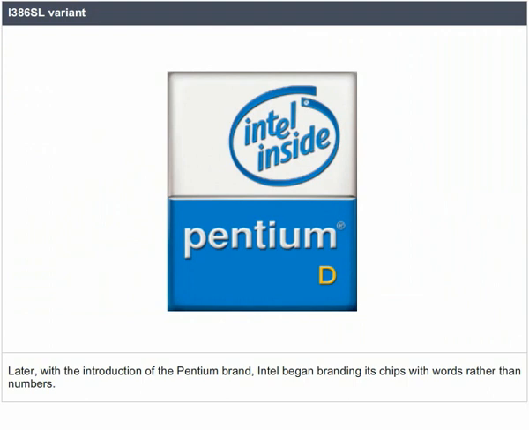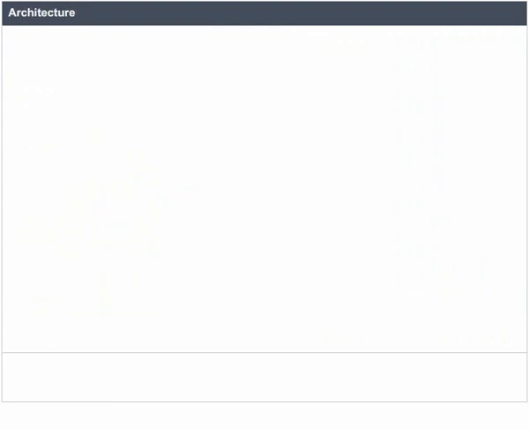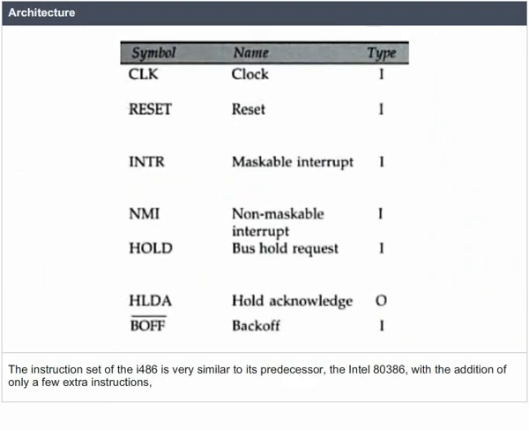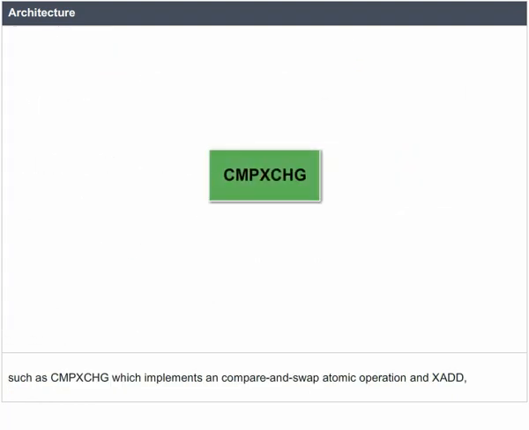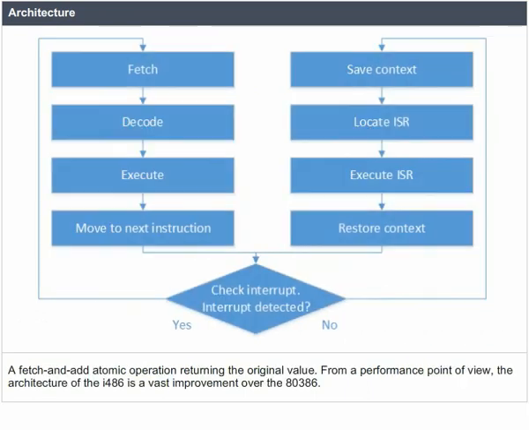Architecture. The instruction set of the i486 is very similar to its predecessor, the Intel 80386, with the addition of only a few extra instructions, such as CMPXCHG, which implements a compare and swap atomic operation, and XADD, a fetch and add atomic operation, returning the original value.